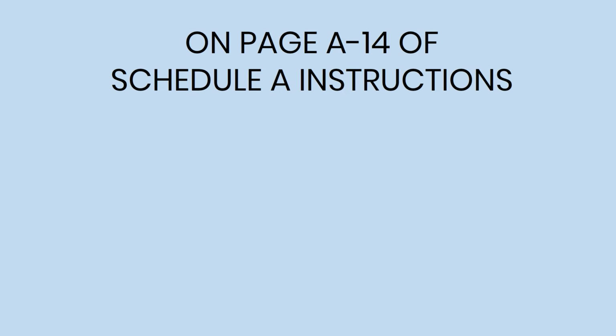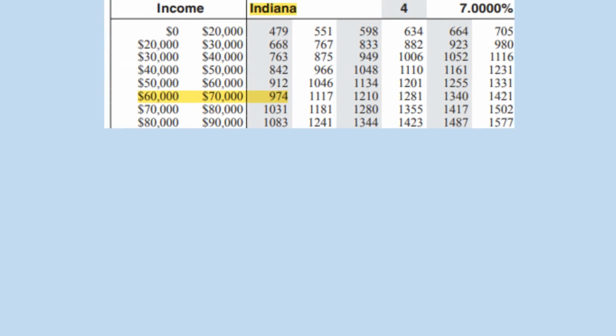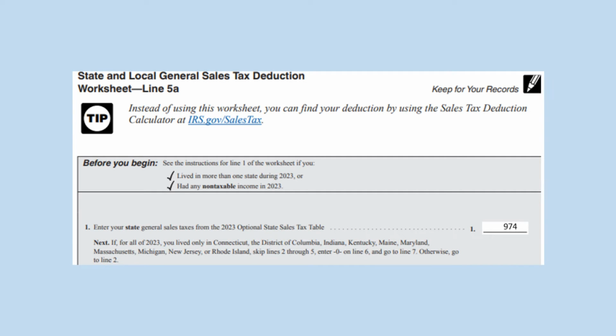In our example, you lived in the state of Indiana. You can find the sales tax table on page A14 for the state of Indiana. Because your income was at least $60,000 but less than $70,000 and you had a family size of 1, the amount that you'd enter on line 1 is $974. As per the instructions, since you lived in the state of Indiana for the full year, you are to skip lines 2 through 5 and enter 0 on line 6 and go to line 7.